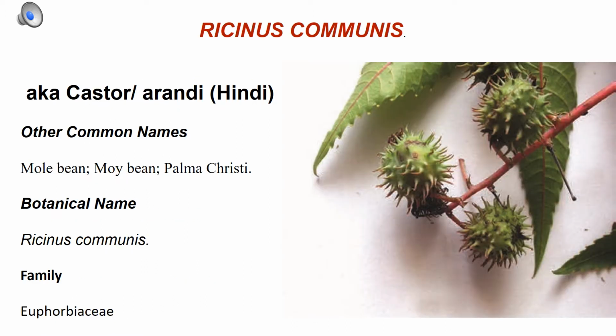So firstly we'll start with Ricinus communis, also known as the castor. I told you, gastric irritants. These plants are also commonly called mole bean or Palma Christi. The botanical name is Ricinus communis and the family is Euphorbiaceae.